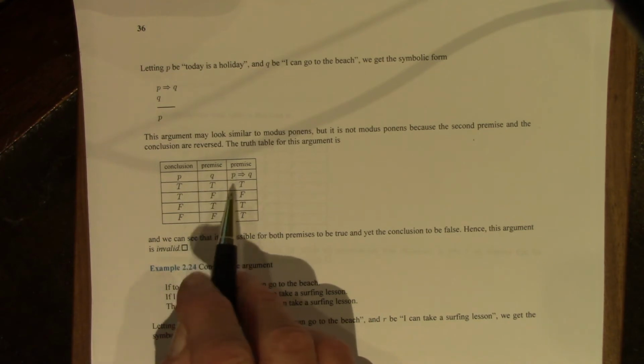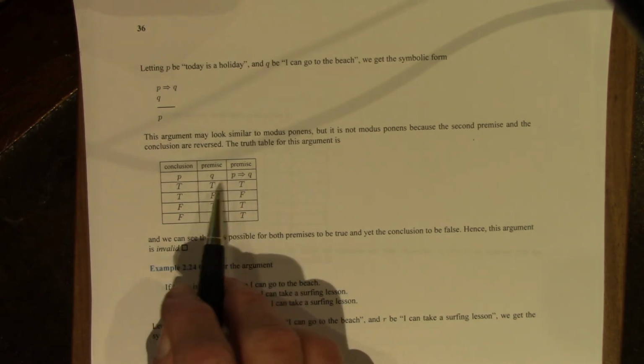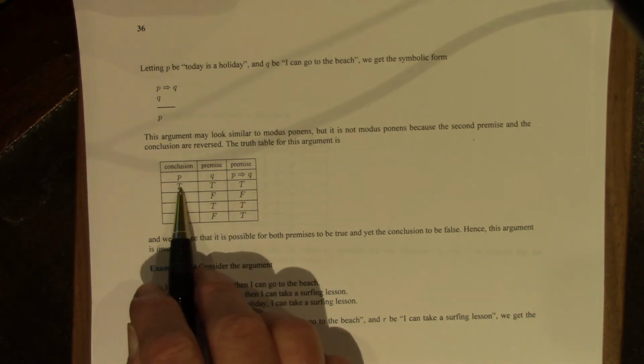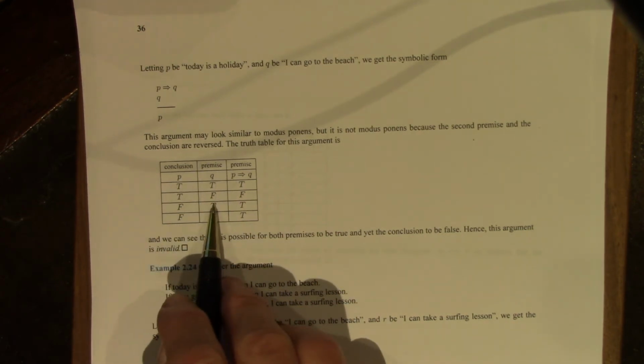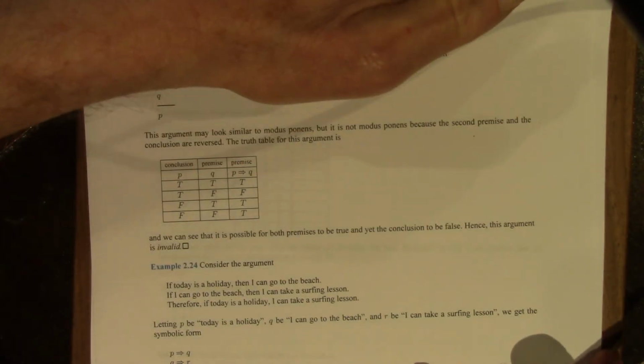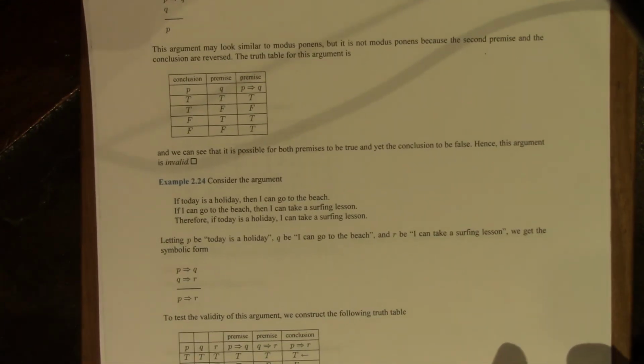Now, if you look at the rows in which the premises are true, in this row they are both true, and so is the conclusion. But in this row, both premises are true, yet the conclusion is false. Therefore, this argument is invalid. It is not a logical argument. It's not logically valid.